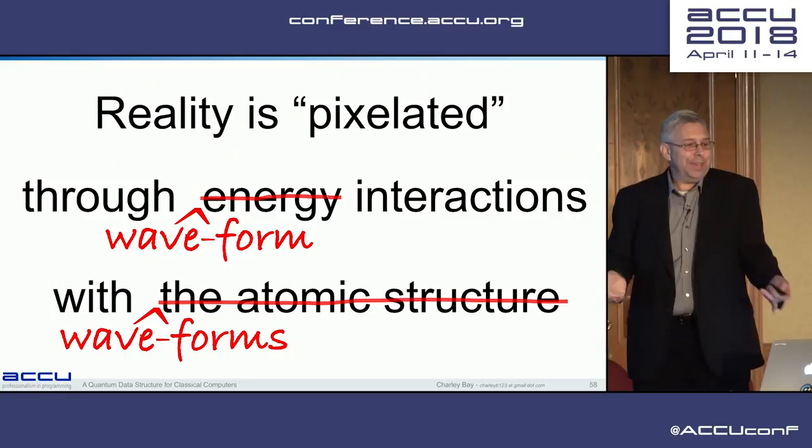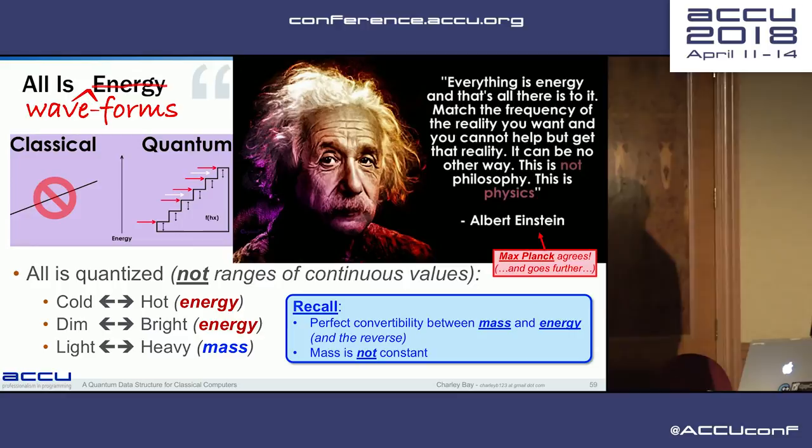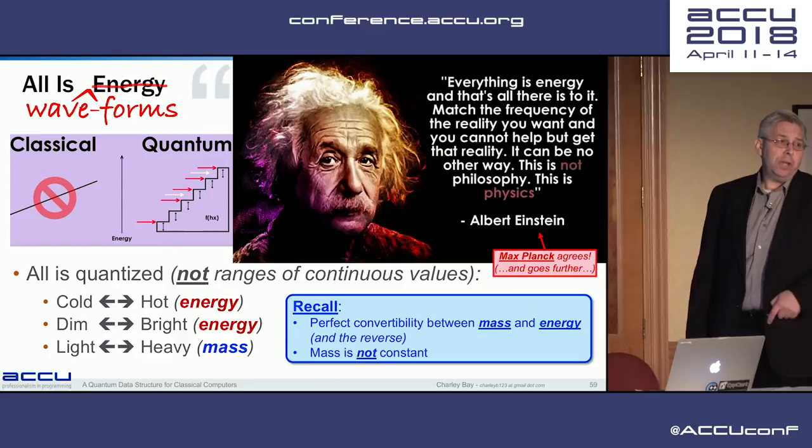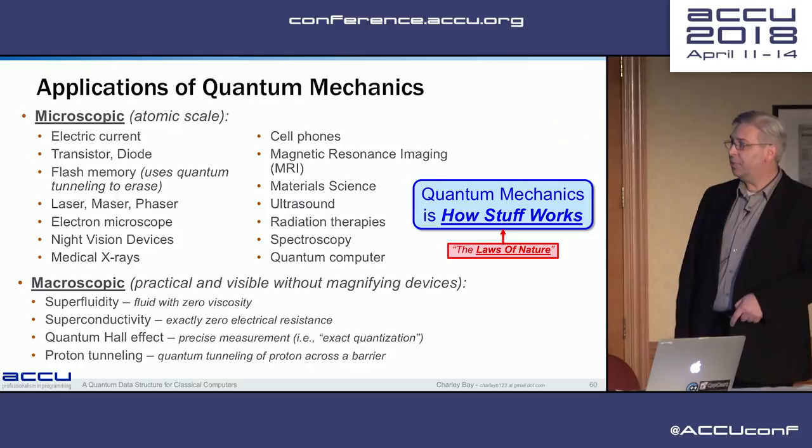So everything's waveforms, cold to hot, dim to bright, light to heavy. Mass and energy are perfectly convertible. We're kind of aware of all this stuff. We sometimes talk about it, but most of the time we dismiss it. But really, life is just discretely quantized. That's all. Everything works on quantum mechanics. That just says everything. Valid states, back to work.